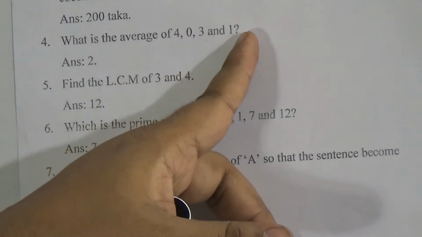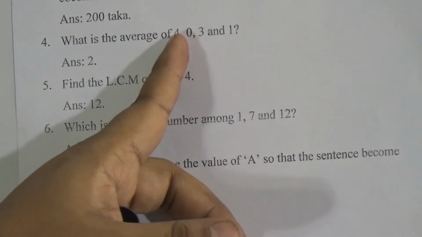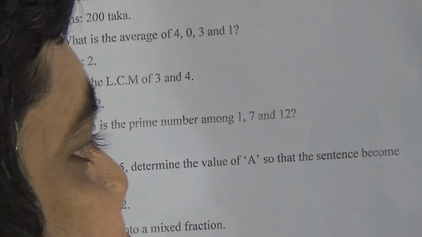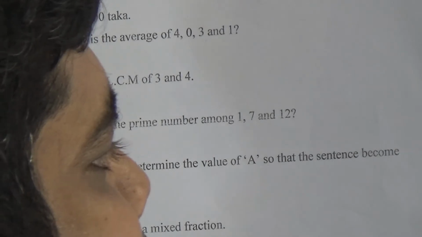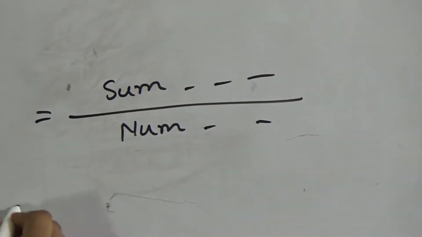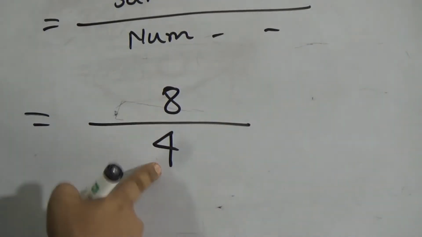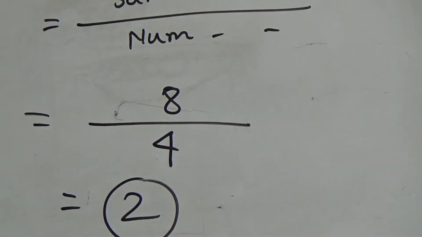Question number 4. What is the average of 4, 0, 3 and 1? So how many data are there? 1, 2, 3 and 4. We know that average equals sum of quantities divided by number of quantities. Here the number is 4 and the sum: 4 plus 0 is 4, 4 plus 3 is 7, 7 plus 1 is 8. So the sum of quantities is 8. Now we divide 8 by 4 and we get 2. So 2 is the average of the given data. Question 4 is done. Next we shall go to question number 5.